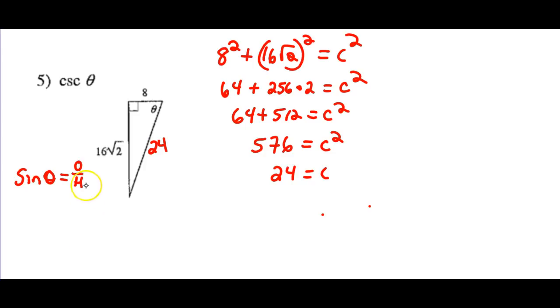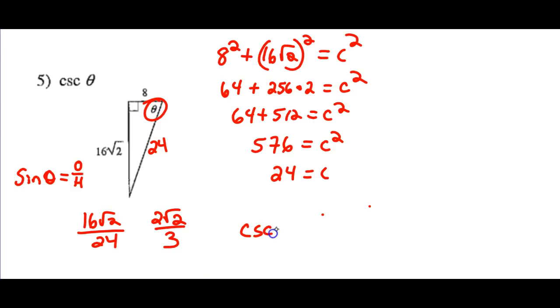And we're going to say, okay, we've got opposite over hypotenuse. This is theta. That's opposite. So 16 square roots of 2 over the hypotenuse of 24. Oh, that I can reduce. 8 will go into both of those. So we get 2 square roots of 2 over 3. And then we're going to flip that for cosecant.